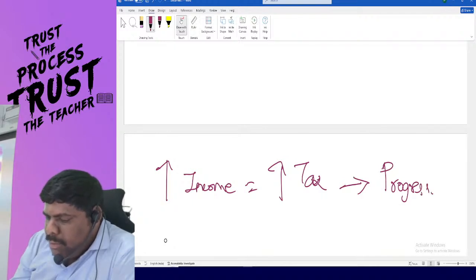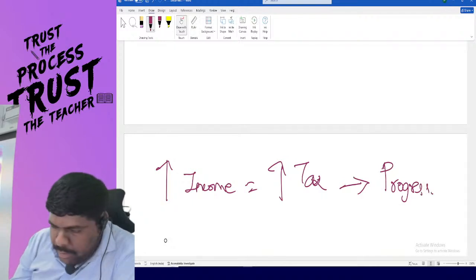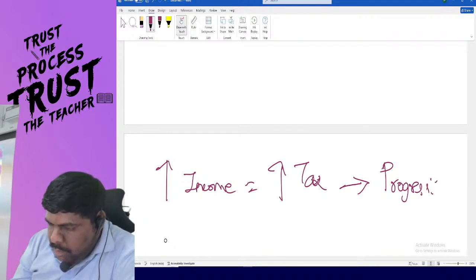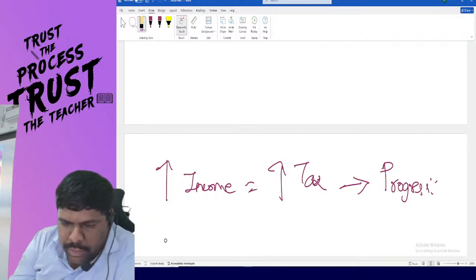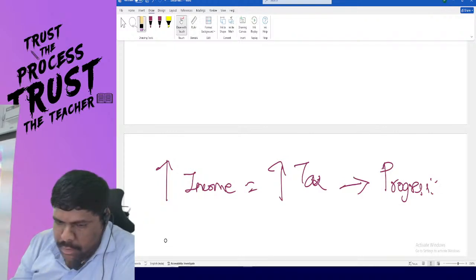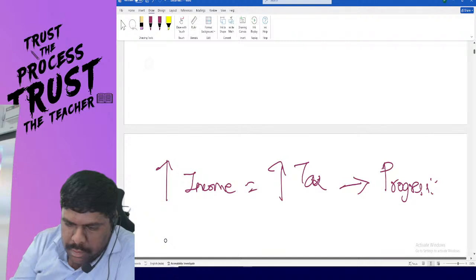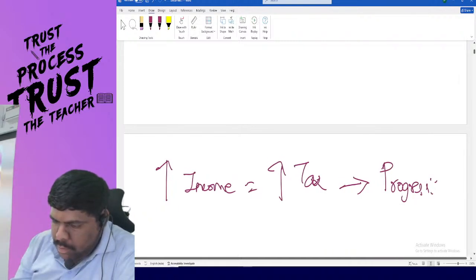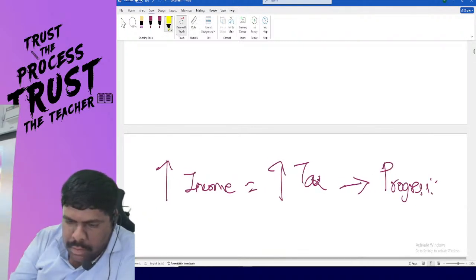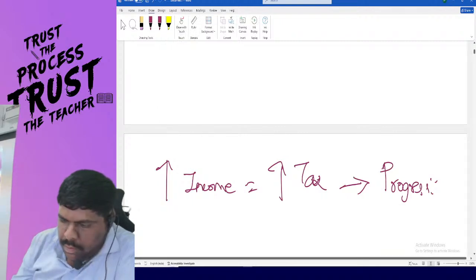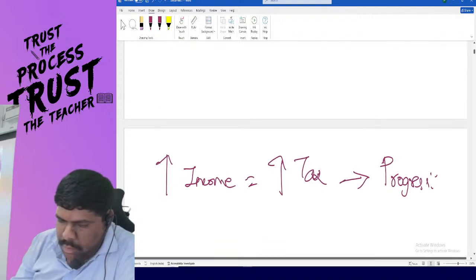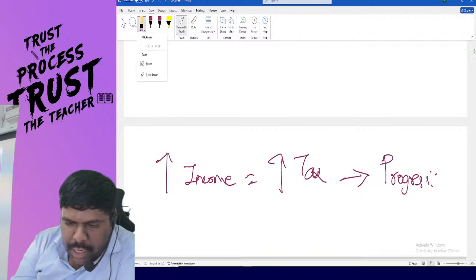It is there in the syllabus, that's why I am taking this, don't worry. Wait, just give me a second. Just give me a second. Wait, it's not working.